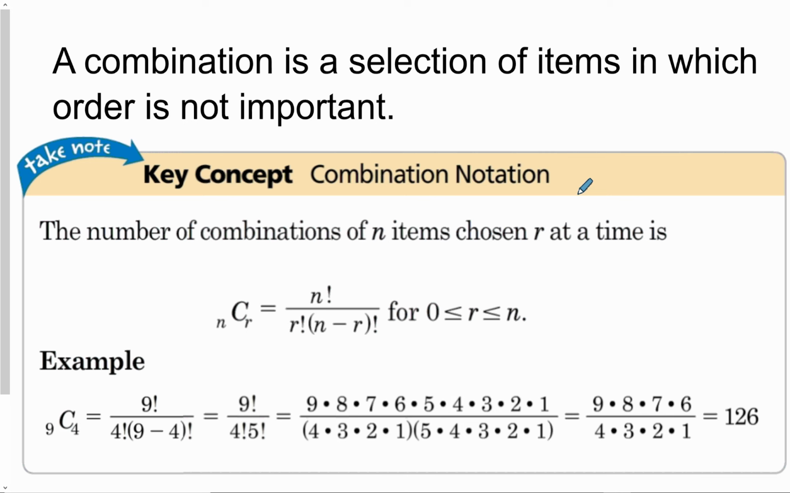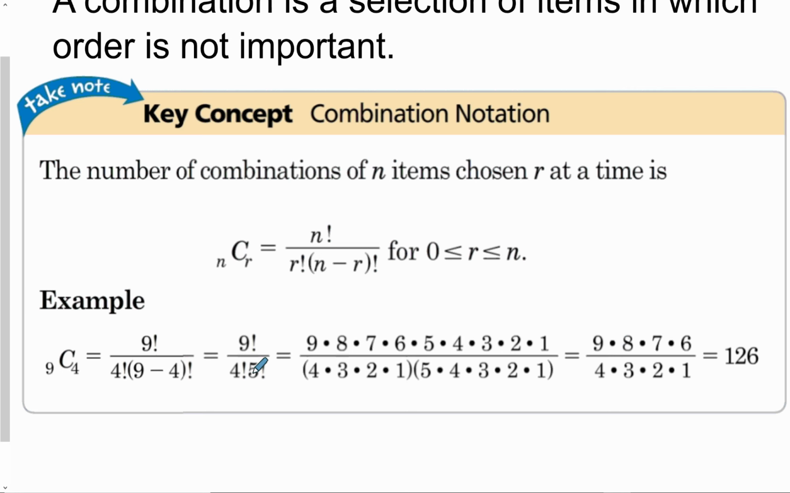In this video, we're talking about combinations, which are a little bit different. Here, order does not matter. Order is not important, okay? And so here's the combination notation. We still have the number of things that we're choosing from, n, and then how many choices we're actually making, r, okay?